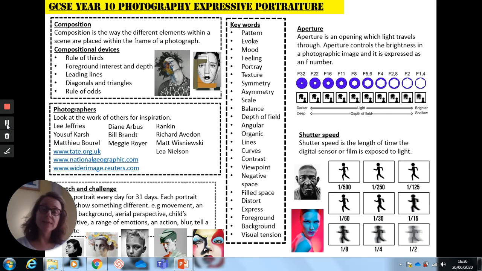I have suggested a task at the bottom here, taking a portrait every day for 31 days. There's lots of different ways that you could do that. It could be of the same person, but maybe in a different location. It could be the same person with a different face every single day that you could then potentially put together in a video. It could be different people. It could be self-portraits. But that is a task that I would like you to have a go at, please.